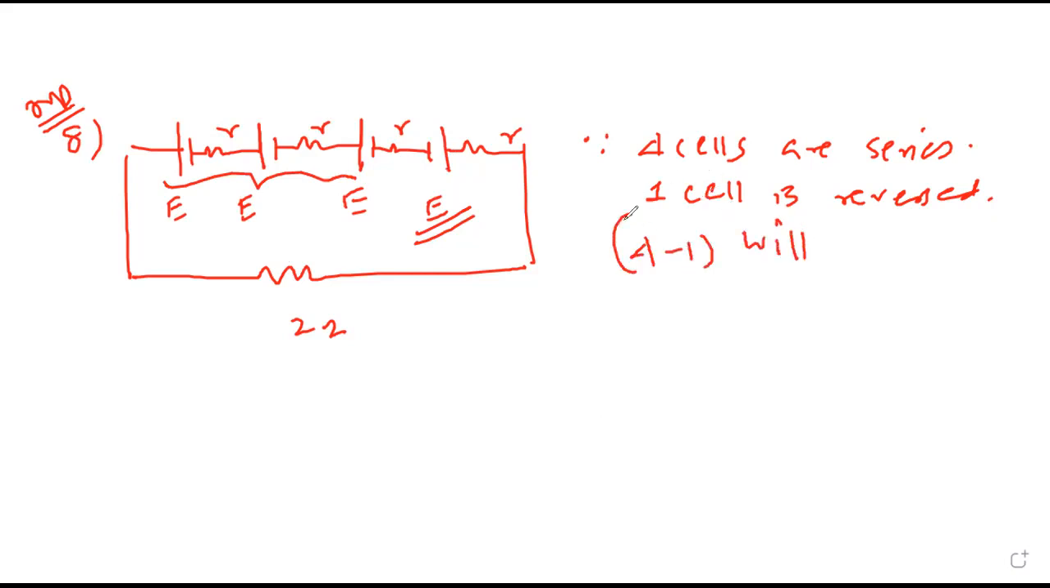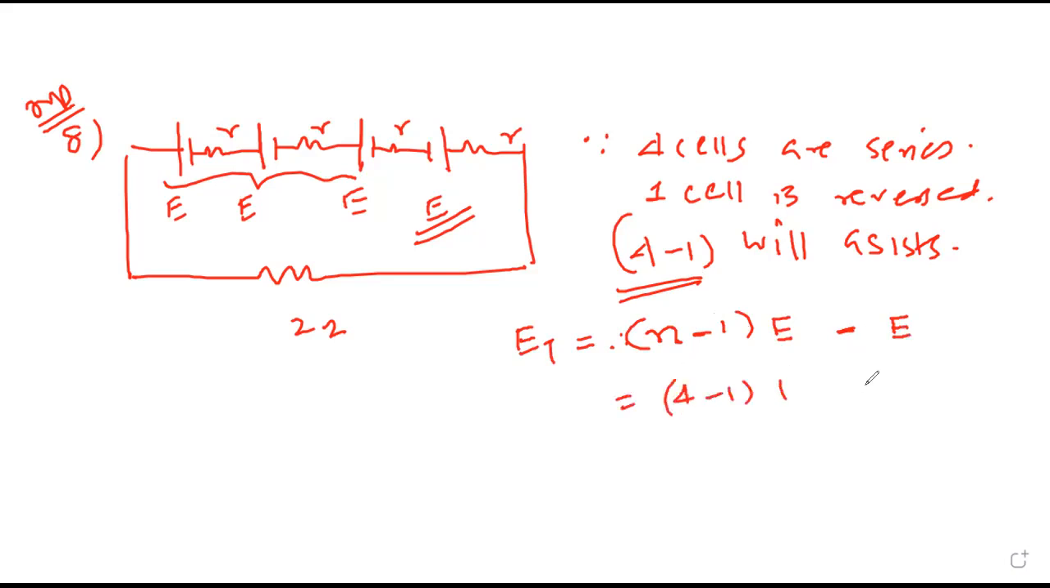I'm telling you this way because sometimes there can be 10, 11, 12 cells, so you can't practically draw the diagram. So 4 minus 1 will assist, so there will be 3E EMF. Means for N cells, out of that 1 is opposing, so total EMF will be N minus 1 times E, minus 1 E for the opposing one. So it becomes 4 minus 1 E minus 1 E, that means 3E minus E, which is 2E.